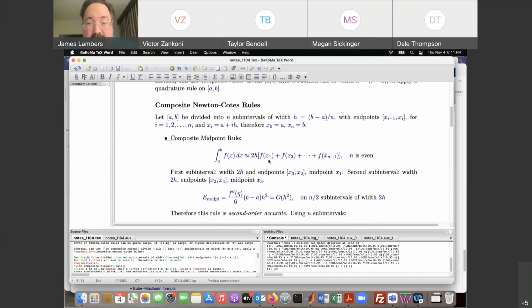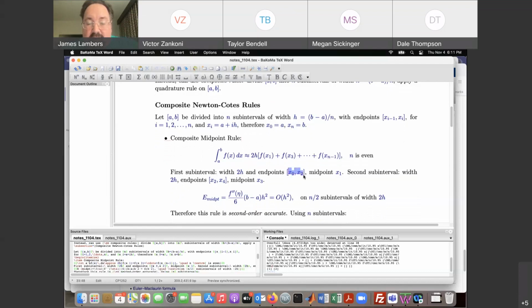So what I'm doing here is, my first subinterval has width of 2h, and here's the subinterval, x0 to x2. So then its midpoint is the first node in my composite rule. And then I go to the second subinterval that has a midpoint of x3 for my second node, and so on. So really I'm applying a midpoint rule to not one of these subintervals, but pairs of subintervals.